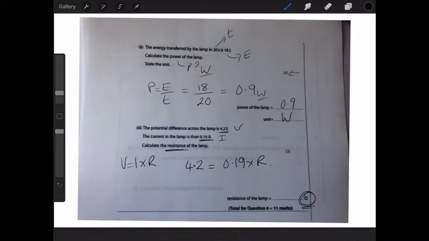So of course you can use your triangle here if you want to. We're dividing both sides by 0.19 so that we get resistance on its own as the subject. That's 4.2 divided by 0.19. And when I put that in my calculator, I get 22.11 ohms rounded. So I might actually round that even more here. My final answer, I'm going to go for 22 ohms for a nice neat final answer.